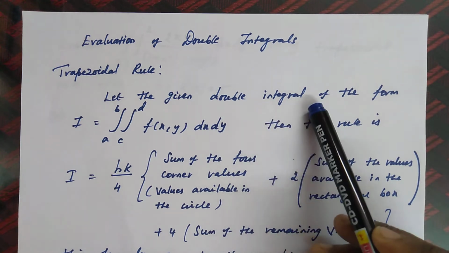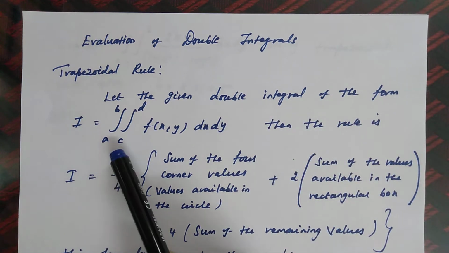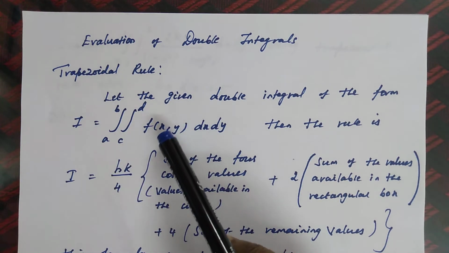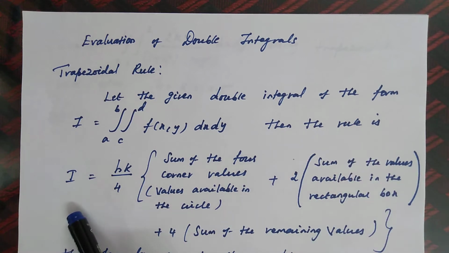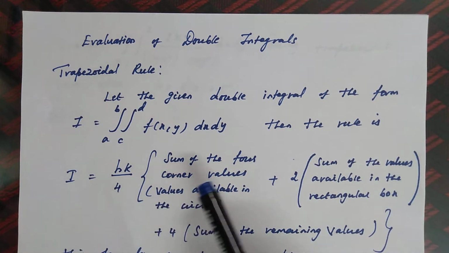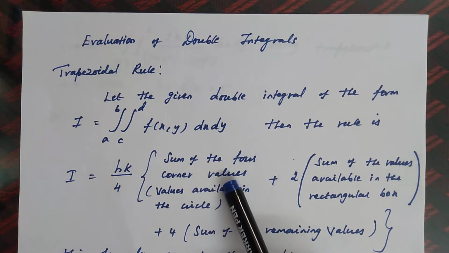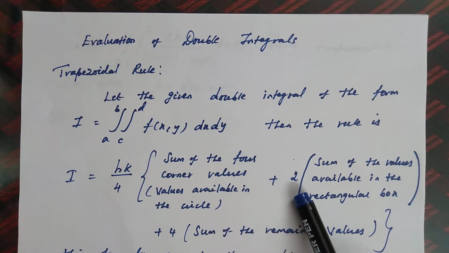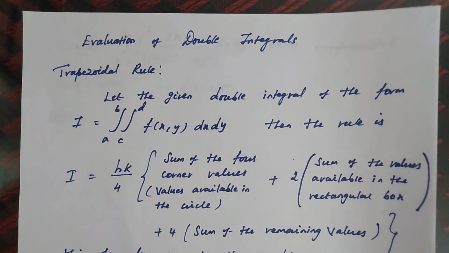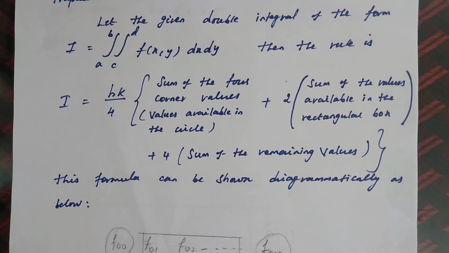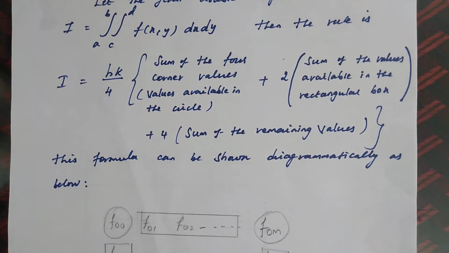Let the given double integral be of the form I equals double integral from a to b and c to d of f of x, y dx dy. Then the rule is I equals hk by 4 into the sum of the four corner values, that is the values available in the circle, plus 2 into the sum of the values available in the rectangular box, plus 4 into the sum of the remaining values. This is the formula for the trapezoidal rule under double integration.